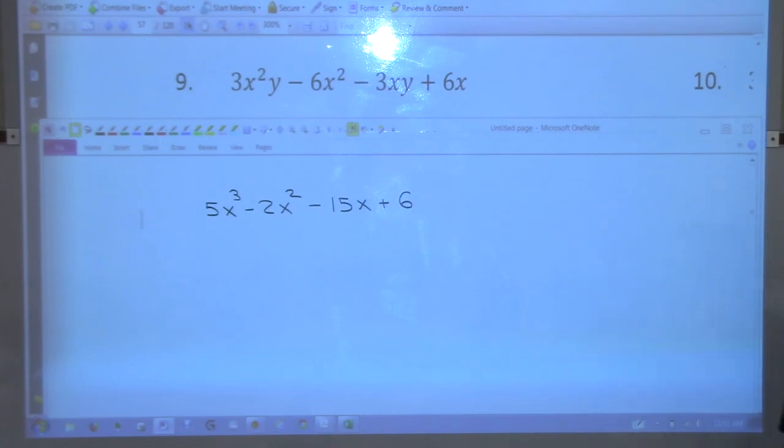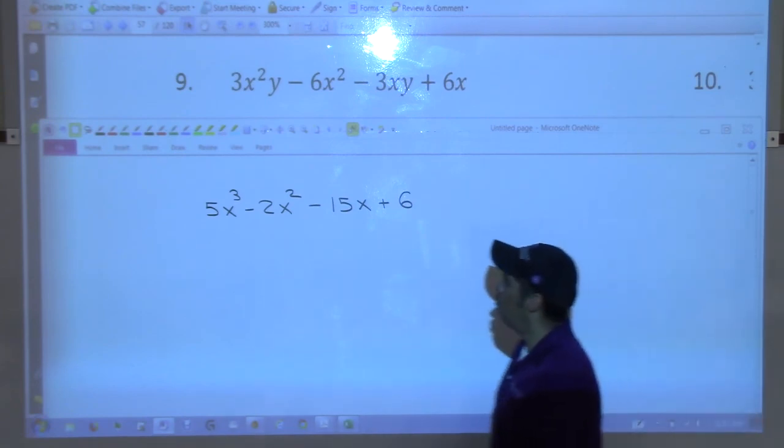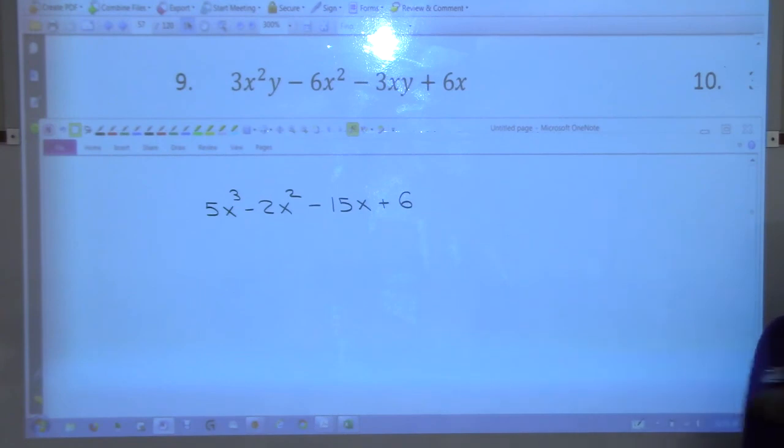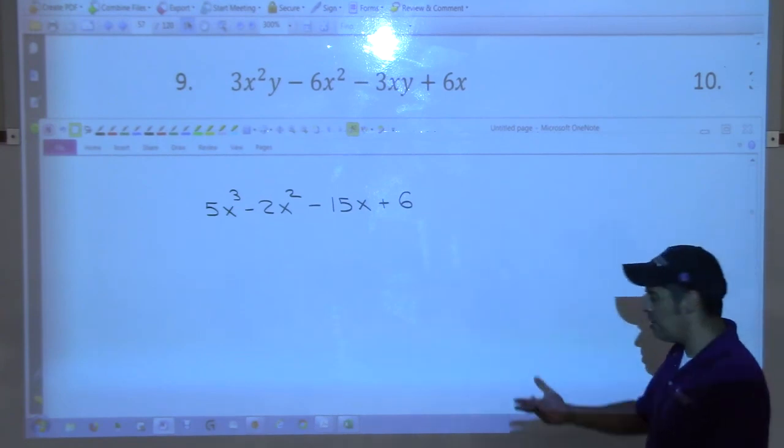Jared, first step? You would look for the GCF. I don't see one except for one. Yeah, other than a 1, there's nothing else. There's no number that goes in all those, and there's not an x throughout all the terms. So we have no GCF here. So we move on to the second step.